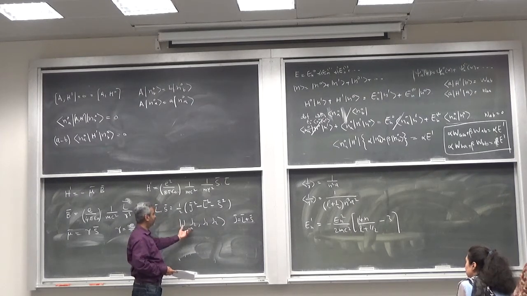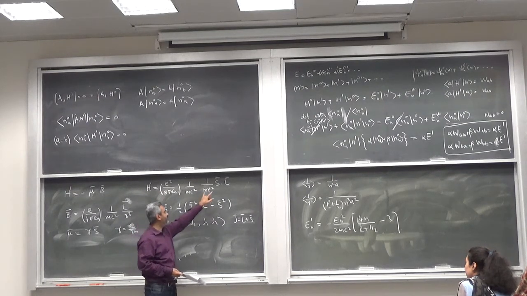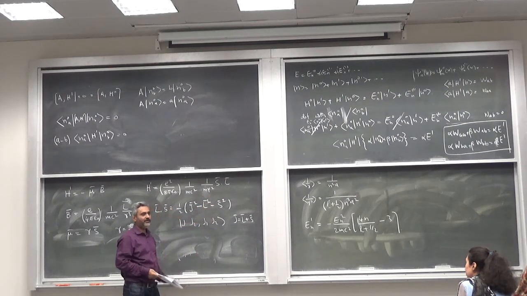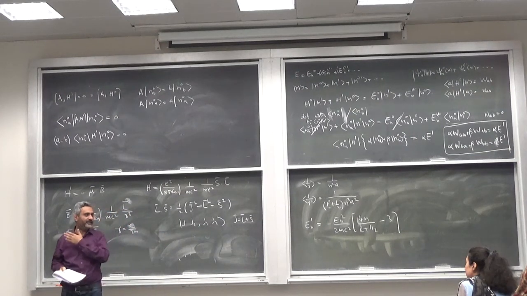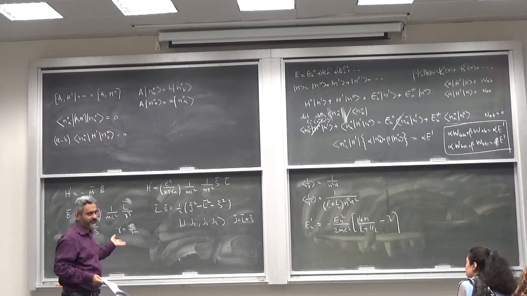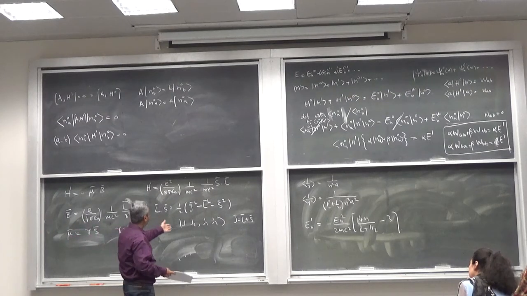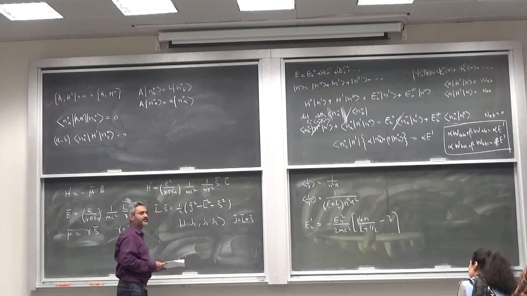Turns out that these are good states. Why? Because they diagonalize H1. And these are eigenstates of S dot L. So luckily, just to begin with, you know what the eigenstates of S dot L are. Since they diagonalize H1, they are good states.